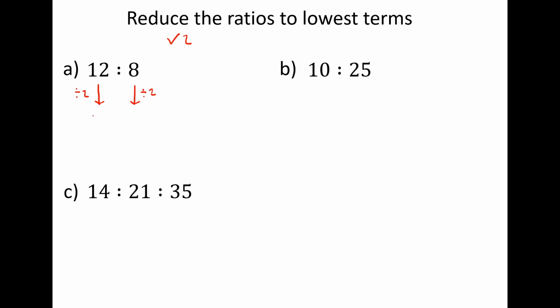12 divided by 2 is going to be 6, and 8 divided by 2 is going to be 4. So now I have 6 to 4. Now, am I also able to divide 6 by 2? Yes. Can I also divide 4 by 2? Yes. So I go ahead and I do that. Now 6 divided by 2 is going to be 3, and 4 divided by 2 is going to be 2.